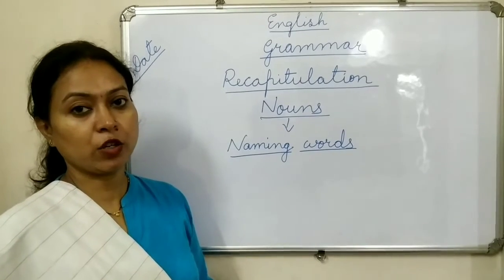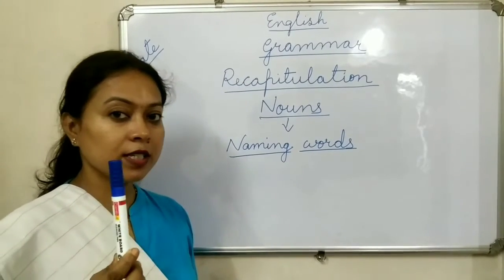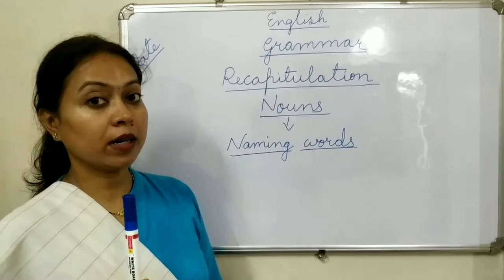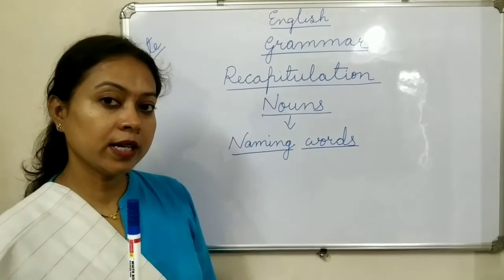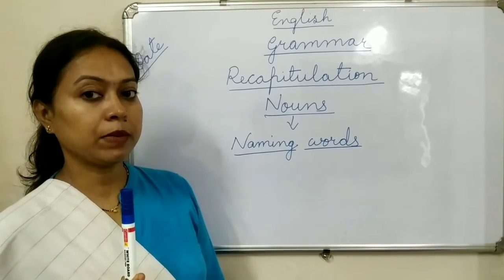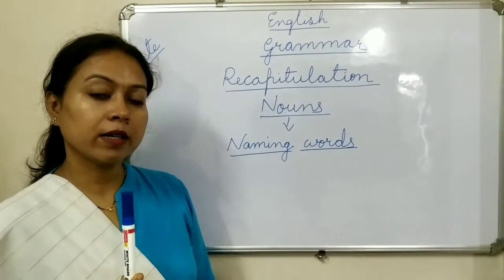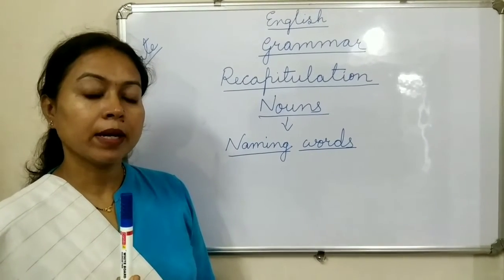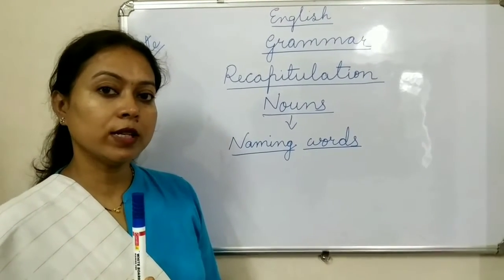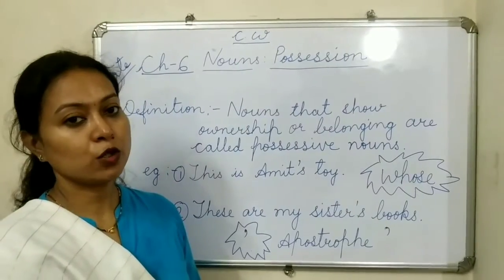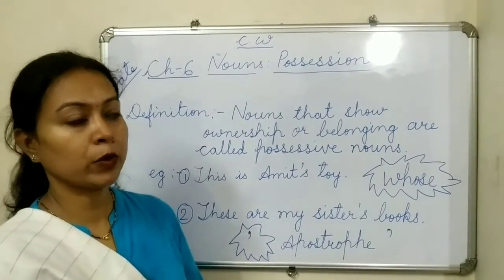Okay, children, let me ask you one question. What is this? This is a marker. Whose marker is this? This is Leena ma'am's marker. This marker belongs to Leena ma'am. Leena ma'am is the owner of this marker. So children, let us start our new topic today.